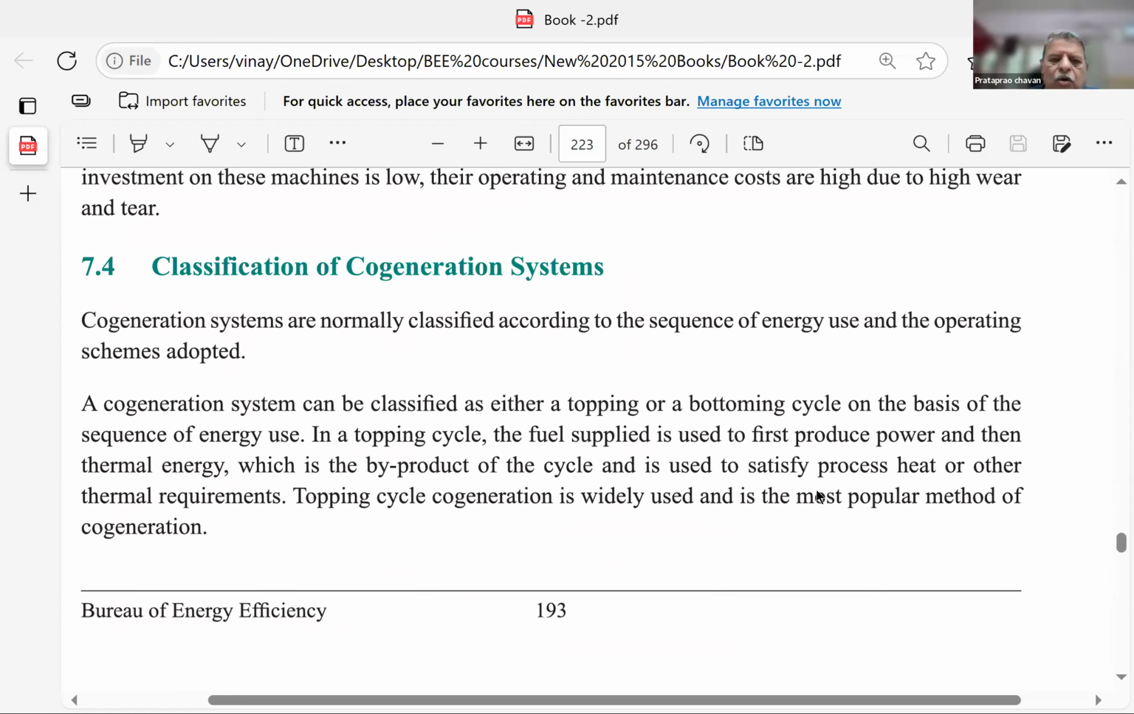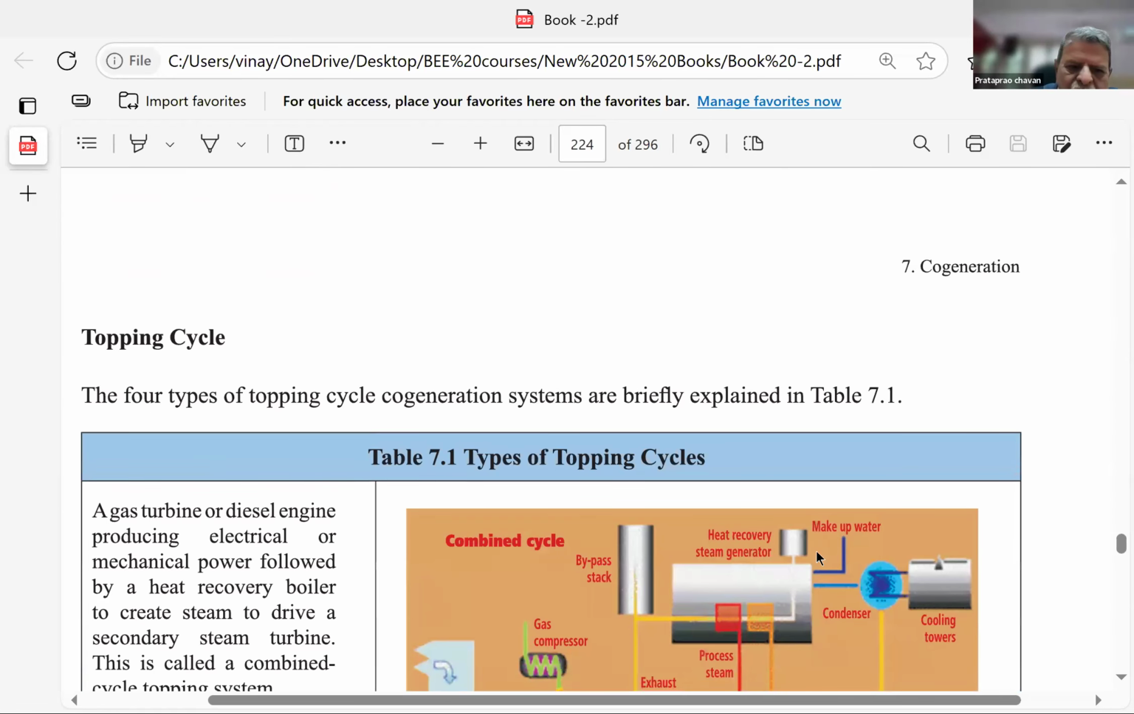Then here, now classification of cogeneration systems. I have discussed the different types of cogeneration just now. So let us see how they have classified. One simple and basic classification, they will ask you whether it is a topping cycle or bottoming cycle. Let us not confuse with the words.